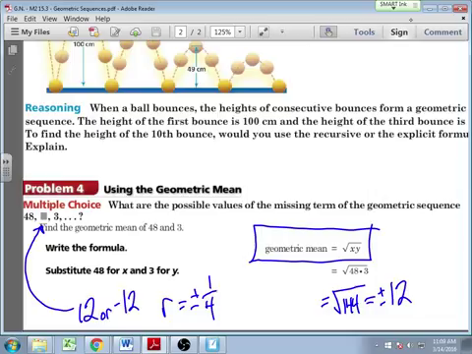So we have about 15 minutes left. If anyone needs to finish masteries or anything like that.